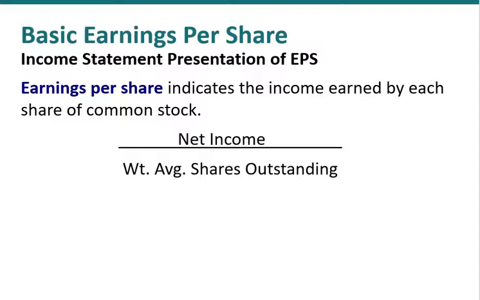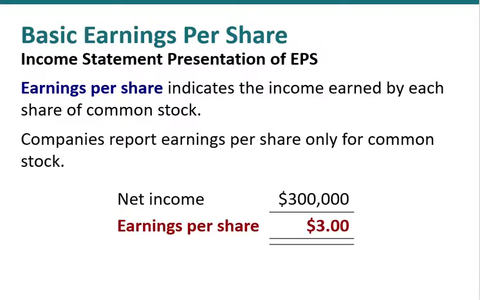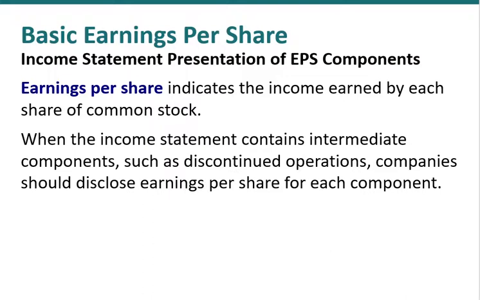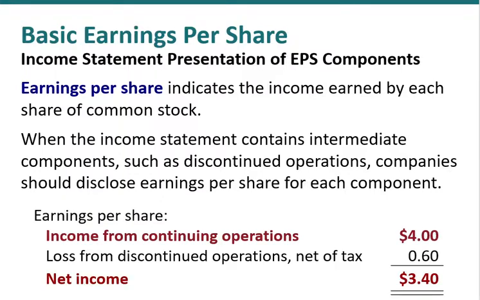It's basically net income divided by the weighted average shares outstanding for a company with a simple capital structure and no preferred stock. We'll need to make modifications for more complex capital structures. And companies will report earnings per share only for common stock, and they'll do it on the face of the income statement. If the income statement, recall, includes intermediate components such as discontinued operations, companies will need to disclose the earnings per share for each component. So we'll disclose income from continued operations, any gain or loss from discontinued operations net of tax, as well as earnings per share related to bottom line net income.